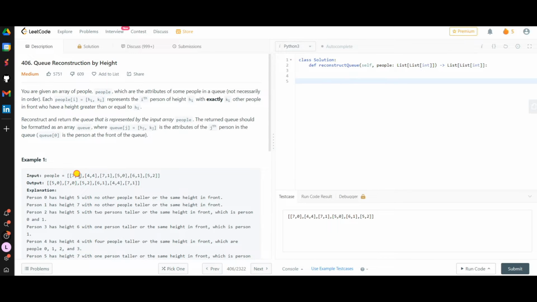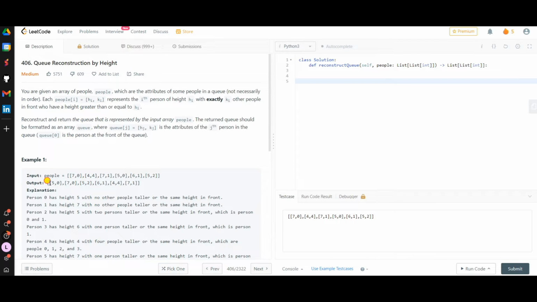So for example, this over here means the height of the person is 7 and there's no one taller or greater than his height in the queue. Whereas this means there's this person with the height 7, and this person with the height 7 comes before this person with the height 7, and the 1 signifies here that there is one person with height greater than or equal to 7. Let's look at the output and understand it a little better.